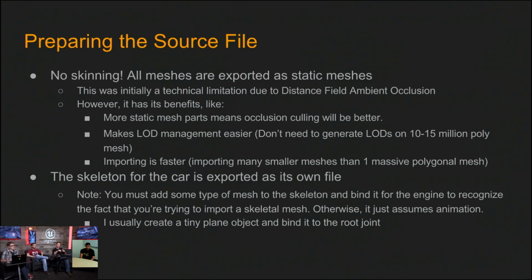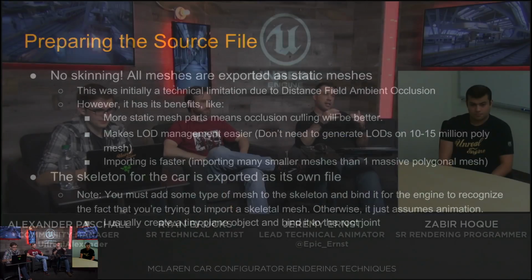So one benefit is that by importing it as like 70 or so pieces, the importing was way faster. Also, we get LOD management. When you have the entire car as a skeletal mesh, you can LOD the entire thing. But when you have a car that's made up of 70 pieces, you can LOD out each individual piece depending on what you're seeing. And you can also cull things as well, which you couldn't really do with the skeletal mesh. So there are actually a ton of benefits to going this way.